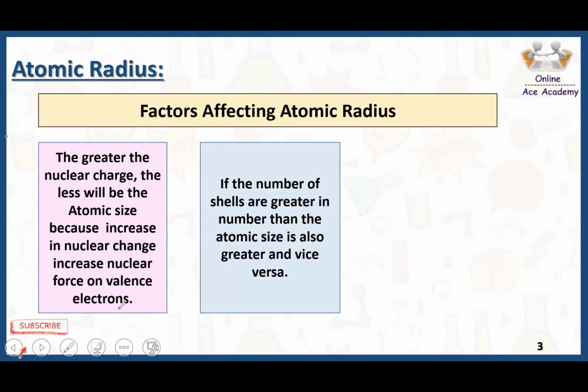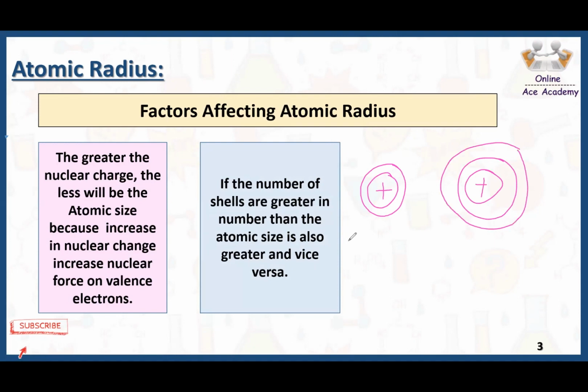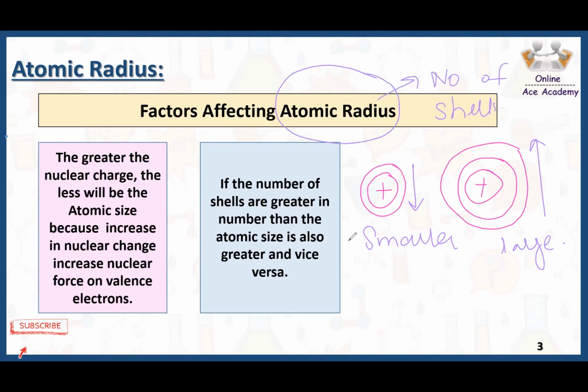If the number of shells is greater, then the atomic size is also greater, and vice versa. Say we have an atom with just two shells, and another atom that has three shells. It's very clear from the diagram that the one with fewer shells is smaller in size and the one with more shells is larger in size. So the atomic radius also depends on the number of shells. More shells means a larger atomic radius and fewer shells means a smaller atomic radius.